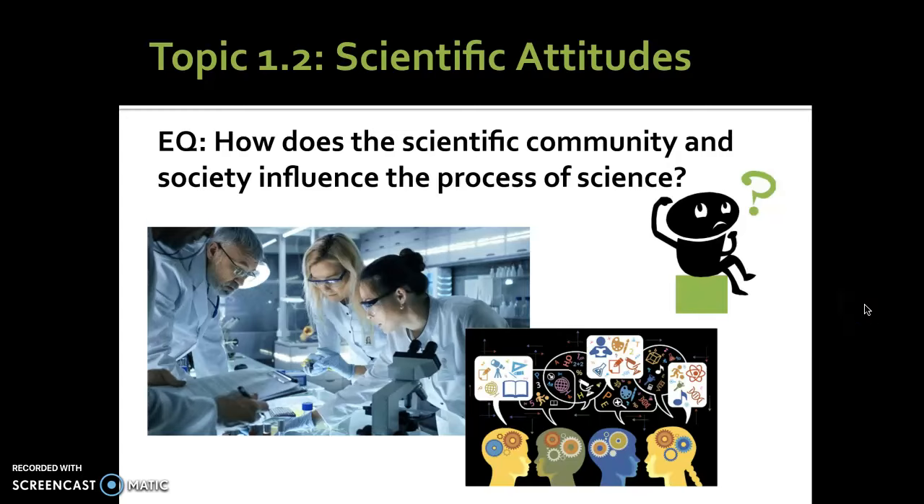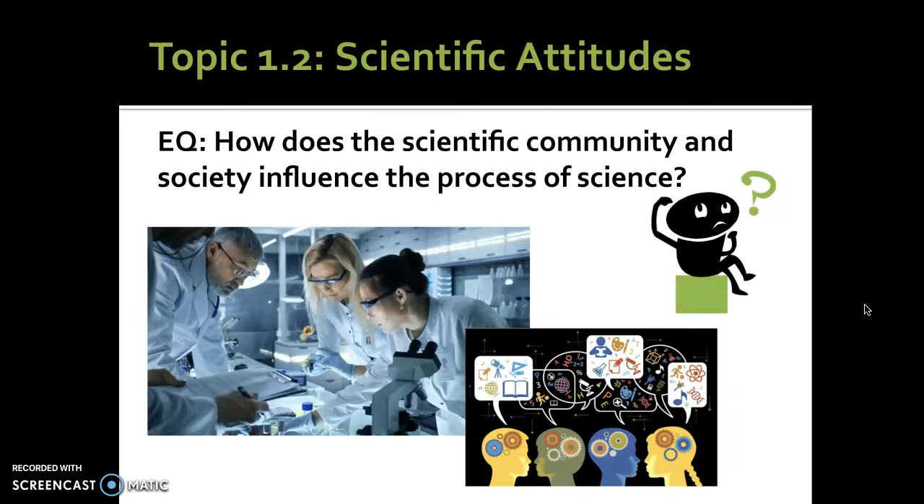Section 1.2 in your textbook talks about scientific attitudes. The essential question we want you to think about is, how does the scientific community and society influence the process of science? The first thing I want you to understand is, what is the process of science? The process of science is the way in which we go about solving a problem.